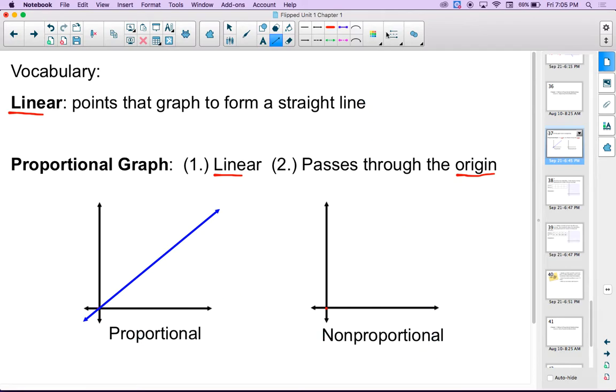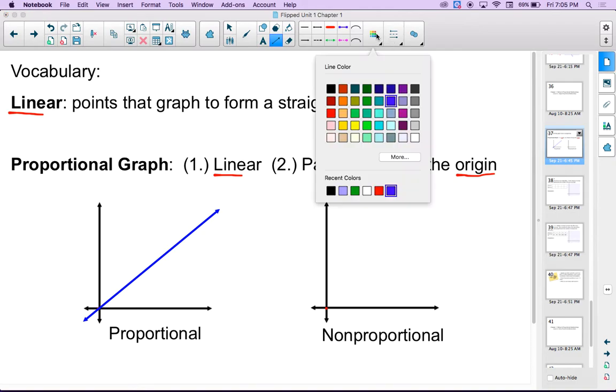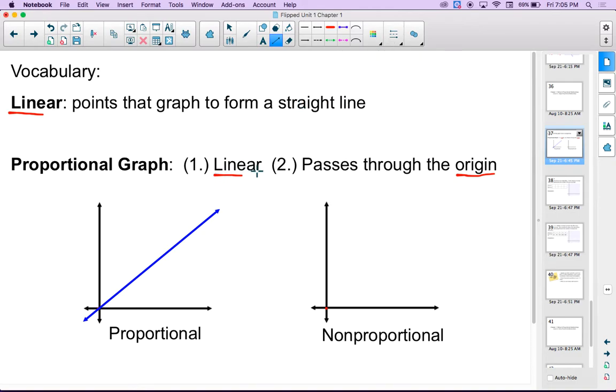Now a non-proportional graph. Non-proportional graphs could be lacking either this part or both. So the first example I'm going to show you is an example of a linear relationship, but it doesn't pass through the origin. So that would be an example of a non-proportional graph.